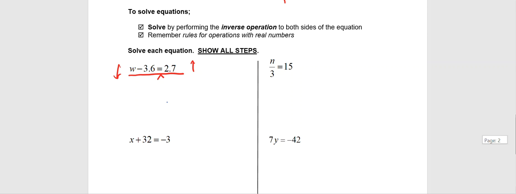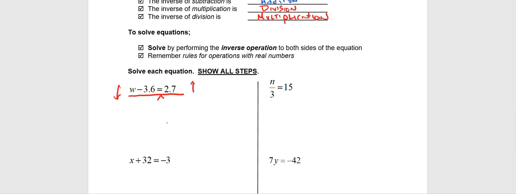So let's go through and look at this equation. So we see that there's subtraction right there. And we know that the inverse of subtraction is addition. So if the equation starts by subtracting 3.6, then it would reason that I'm going to have to add 3.6 to both sides to get this w all by itself. The key here is we want to solve for w. That's what we're solving for.